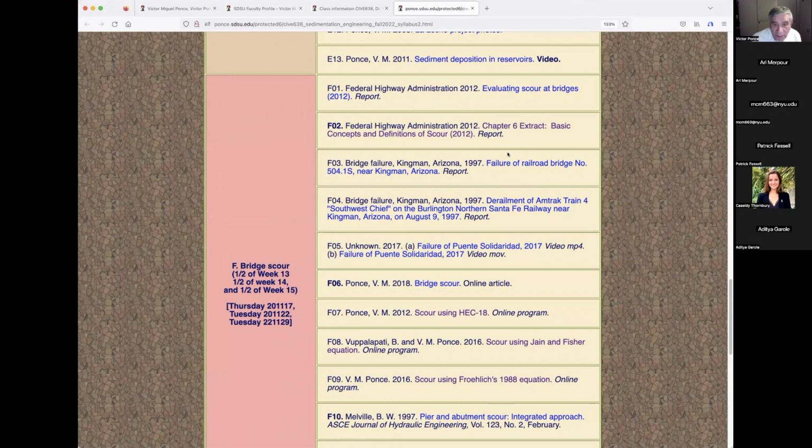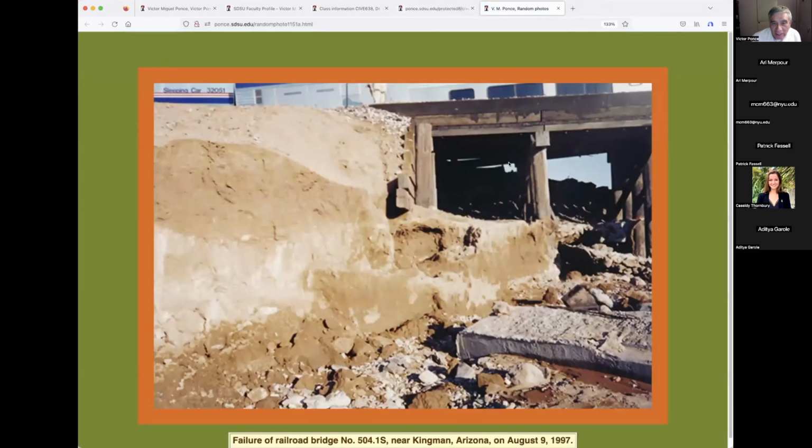Bridge failure, Kingman, Arizona. This is the only time in my entire career that I've dealt specifically with a scour failure. And this is the failure of railroad bridge number 504.1S near Kingman, Arizona. And that's one picture.